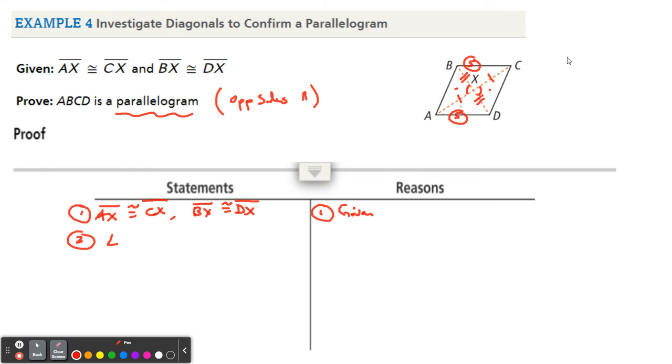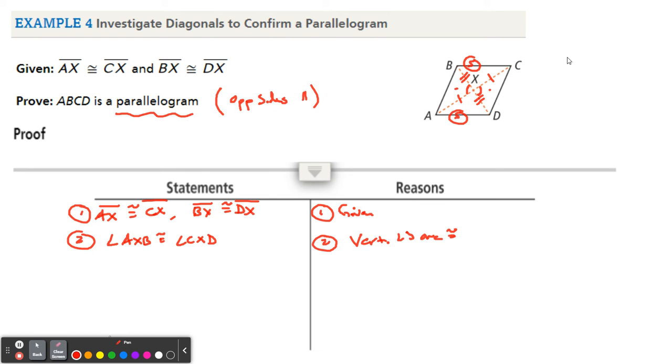I'm going to name it with three letters. Angle AXB is congruent to angle CXD. And that is because vertical angles are congruent. The vertical angles theorem.